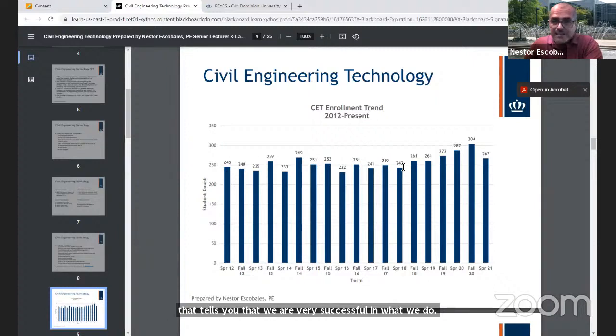So this is a trend of registrations since 2012. I actually started here in 2010. And so in 2010, when I started, we were about the same. So you can see that there are a lot of registrations in here all over the year.